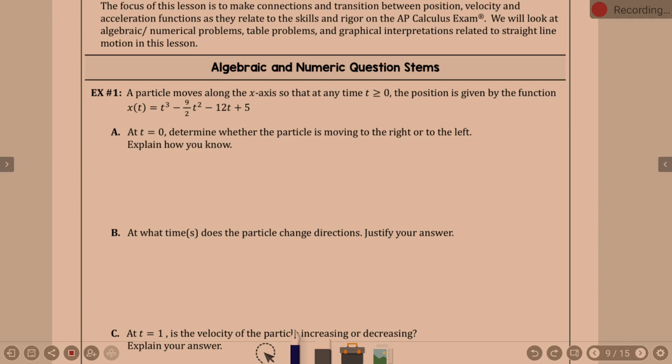Example 1. A particle moves along the x-axis so that at any time t greater than or equal to 0, the position is given by said function. So there's your position function. At t equals 0, determine whether the particle is moving to the right or to the left and explain how you know. Okay? So, if we want to talk about is the particle moving left or right, we have to talk about the velocity, yes? Okay.